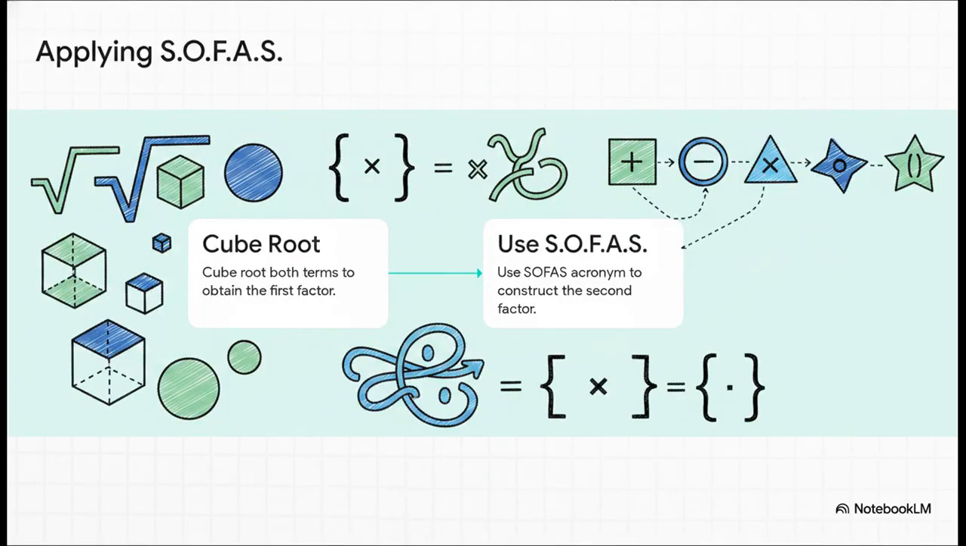So how do we actually apply this in the wild? Well, step 1, you simply take the cube root of both original terms to get your short first factor. Then, step 2, you systematically apply that SOFS acronym to that first factor to construct your longer second factor. By doing this step by step, you can easily unbake something as terrifying as x cubed plus 216 into perfectly organized parentheses. It works every time.